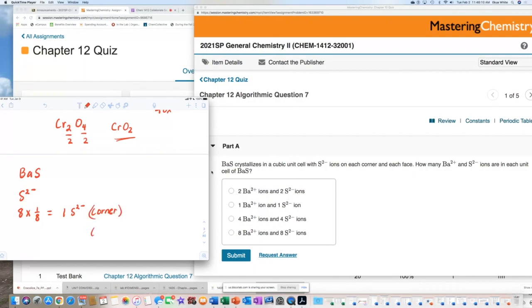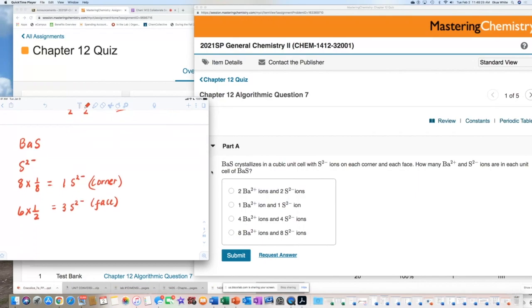So faces tend to be the walls. And for walls, if there's one on each face, that means you have 6. Each wall is worth 1/2. That will be 3 S2 minuses. Correct? Because it said there's one on each corner. There's 8 corners. The corner pieces are worth 1/8. One on each face. And that will be 6 faces, each worth 1/2.